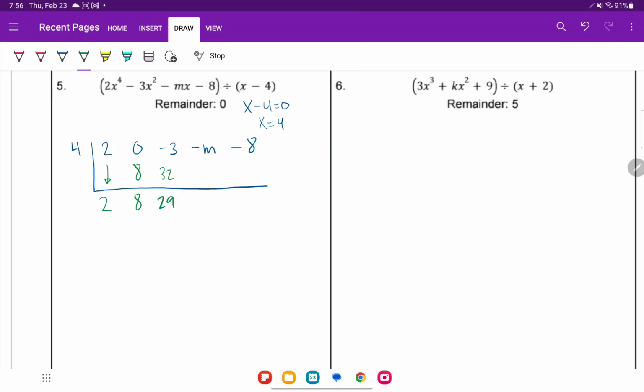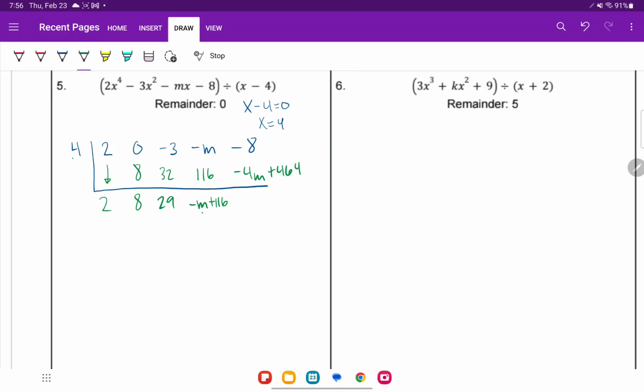4 times 29 is 116. Now this is where it gets different here, okay? So when I combine these, I get negative m plus 116, all right? Because I don't know what the value of m is, so I'm just combining them. Now when I multiply here, we're going to distribute. Negative 4 times negative m is negative 4m. And then we have 4 times 116, which is going to be 464.